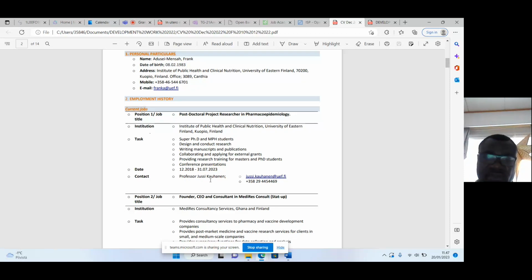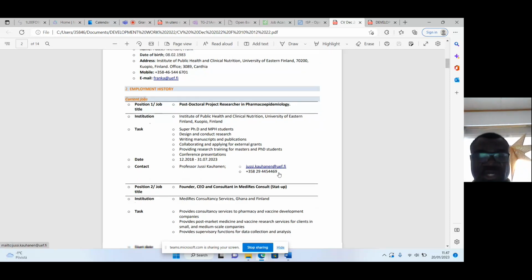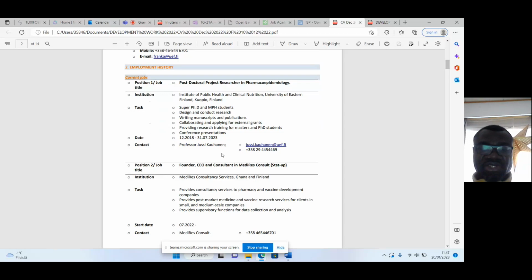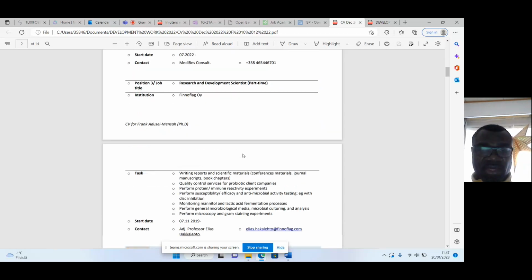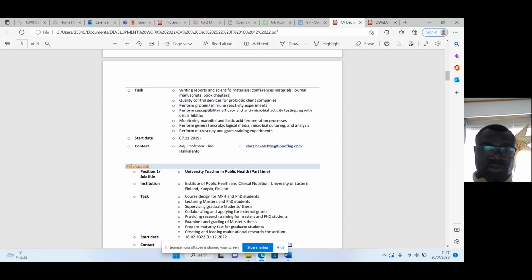I was saying the contact person in that workplace, where the organization we are applying the grant to wants to confirm whether you were indeed working there. Such contact person's information needs to be put there. And so you go to the next job if there is any, and you follow the same pattern. And then you go to your previous jobs, what you've done in the past.